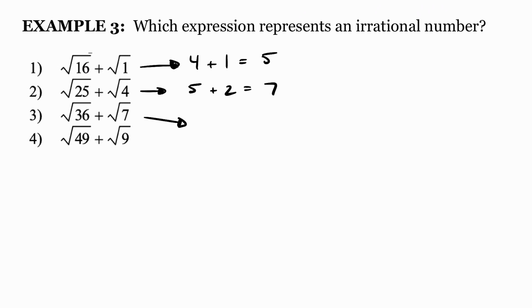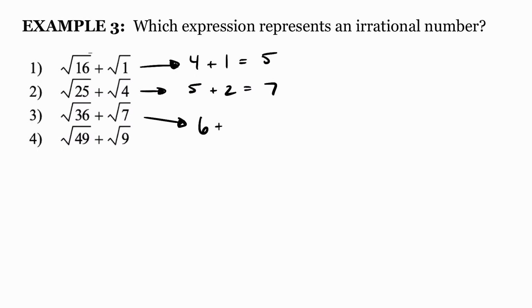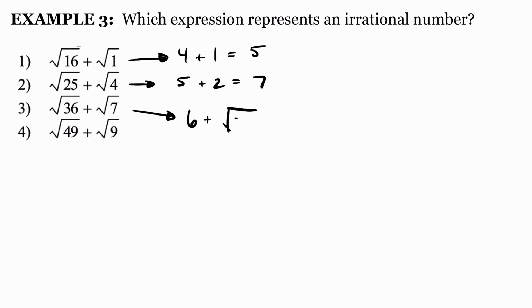This one, the square root of 36 is 6 plus the square root of 7. Though 7 is nowhere on this list here. It's not a perfect square. And the only one that goes into 7 is 1. So we can't really do anything with that. So what do we do? You just leave it as the square root of 7.